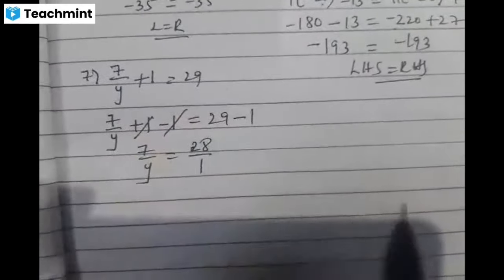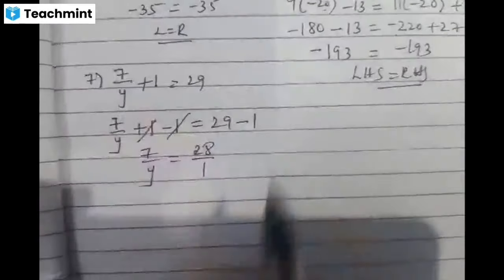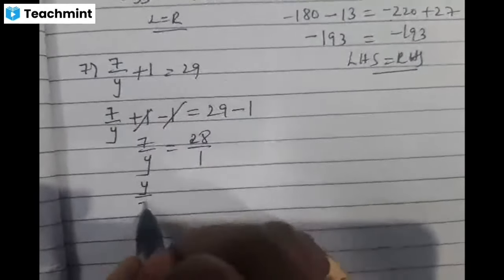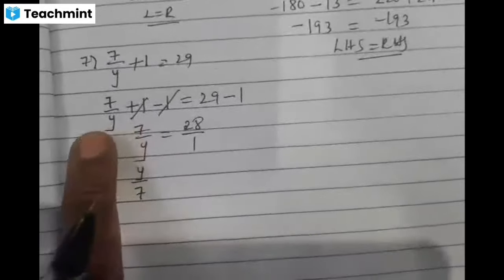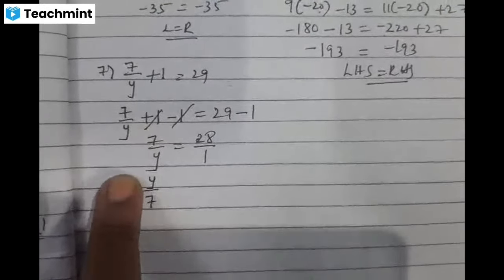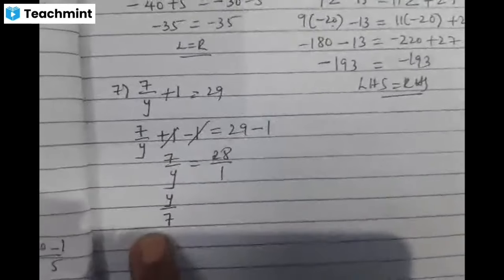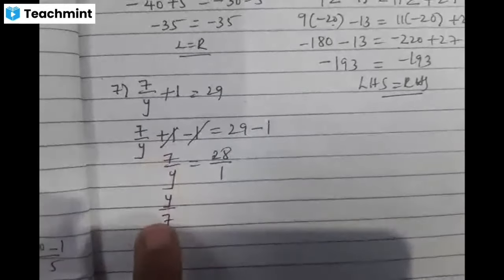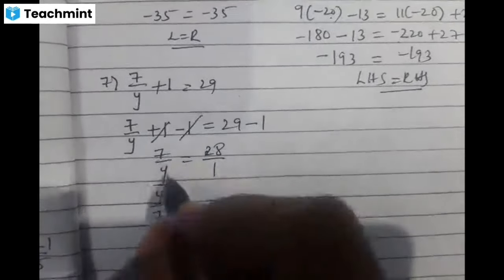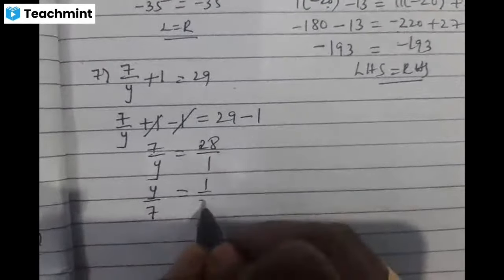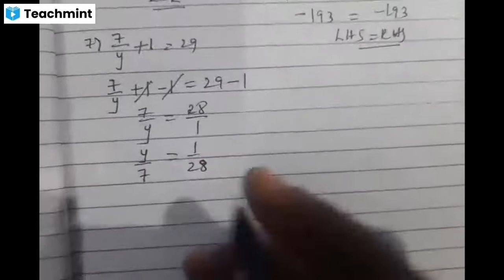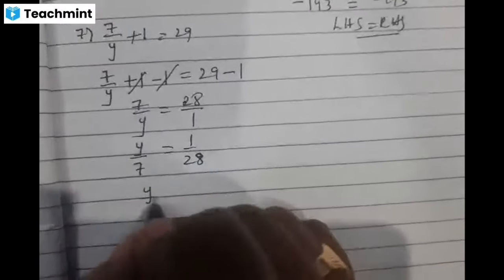Always when we are solving, y will be in the numerator, isn't it? So, to make it in the numerator, I write y by 7. What have I done here? I have written the reciprocal of 7 by y. 7 by y reciprocal will be y by 7. You know what is reciprocal? Writing the numerator in the denominator and the denominator in the numerator is called reciprocal. Now when I have done reciprocal in the left hand side, I have to do it in the right hand side also. 28 by 1 is 1 by 28. Hope you understood.